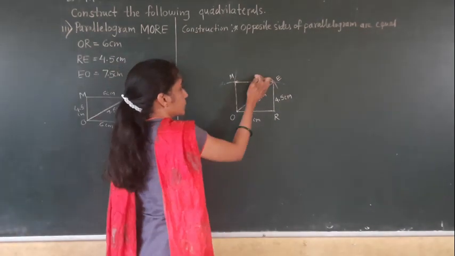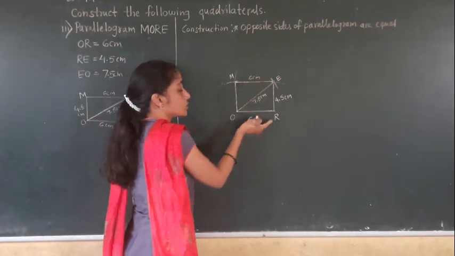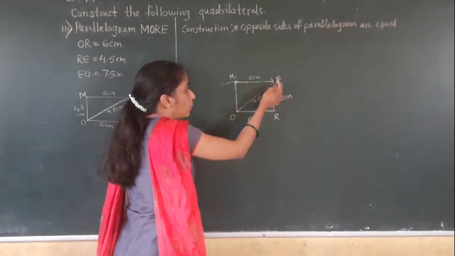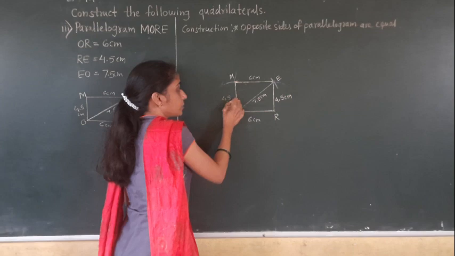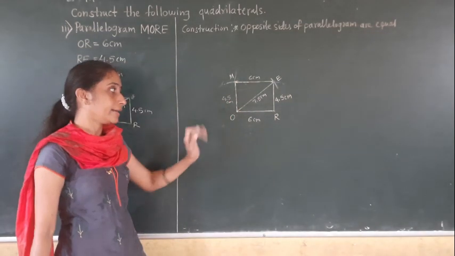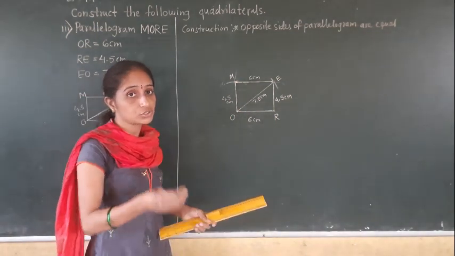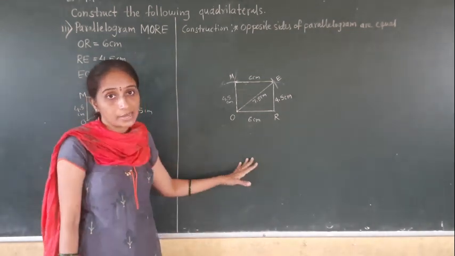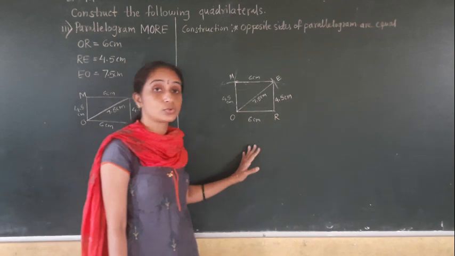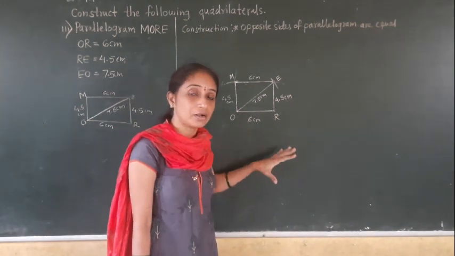Now this is 6, so this is also 6 cm because opposite sides of a parallelogram are equal. This is 4.5, so this also should be 4.5 cm. Write the measurements. See, I am using my chalk, it is not pointed, so it will move here and there. For construction, I have to use a sharp pencil, so it will come out perfect.